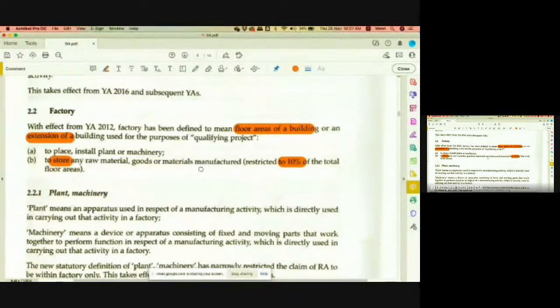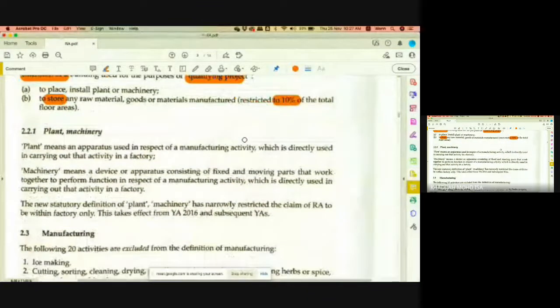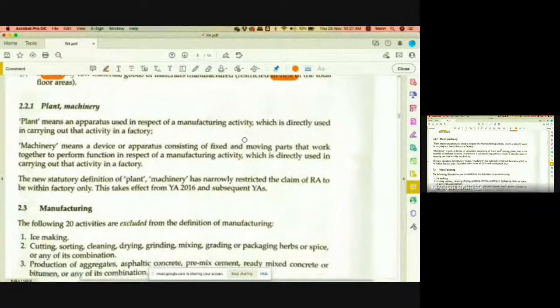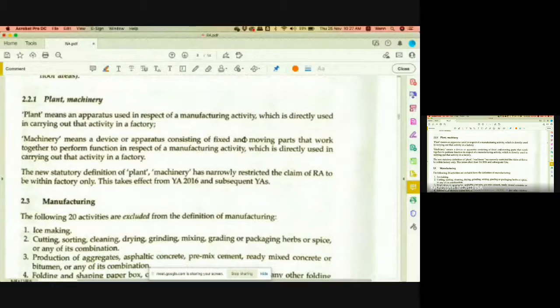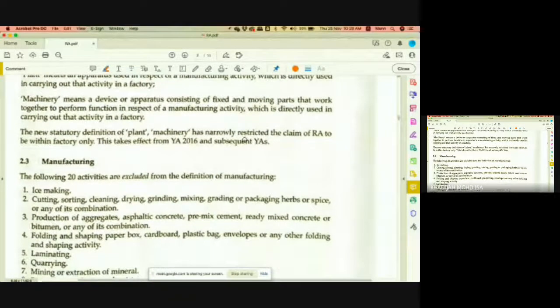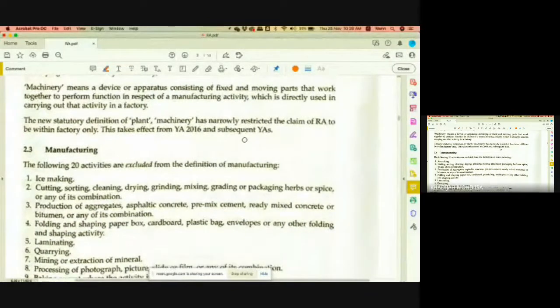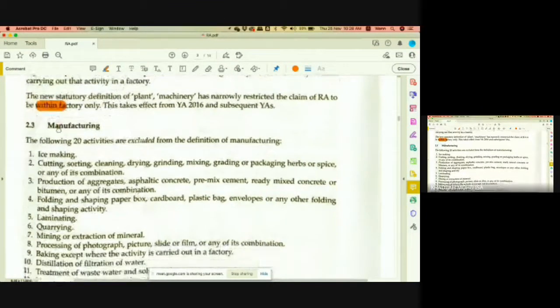All right, for it to be a qualifying project, plant here refers to manufacturing activity directly used in carrying out that activity. Machine, and then the new definition of plant and machine has now really restricted the claim of RA to within the factory only, from YA 2016.